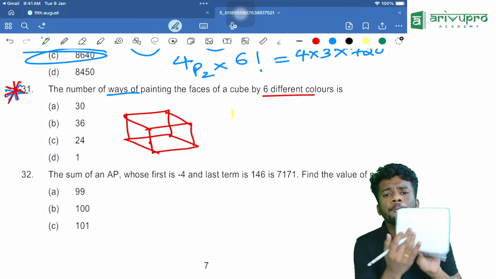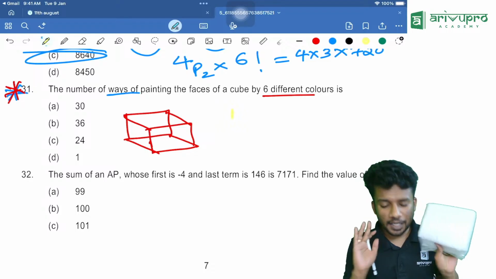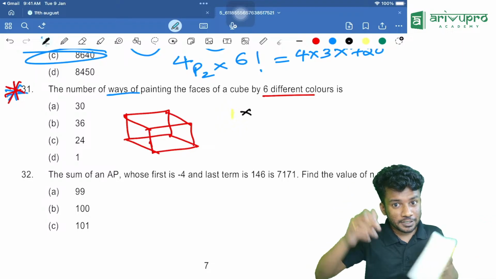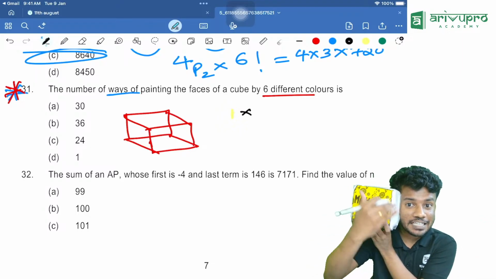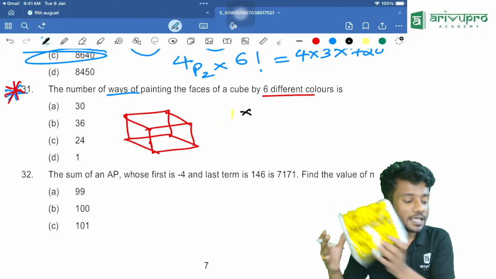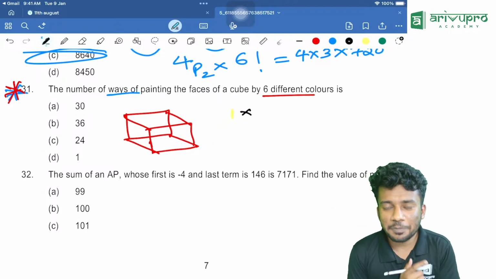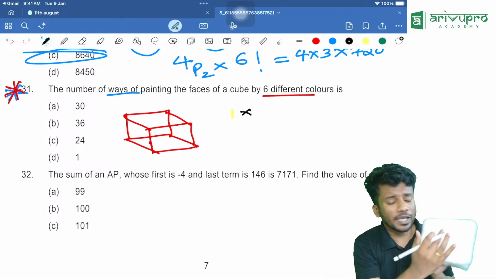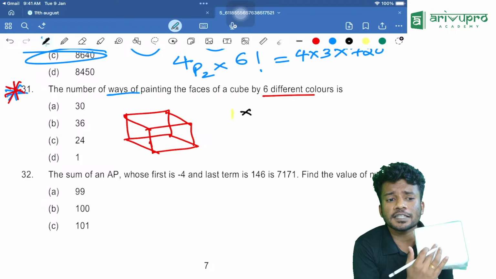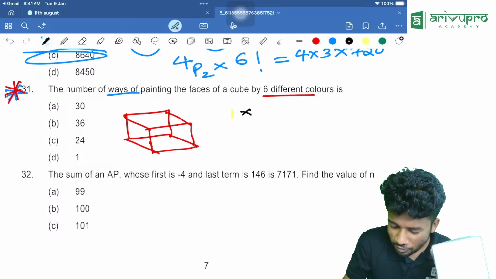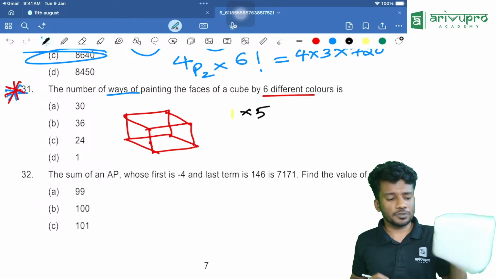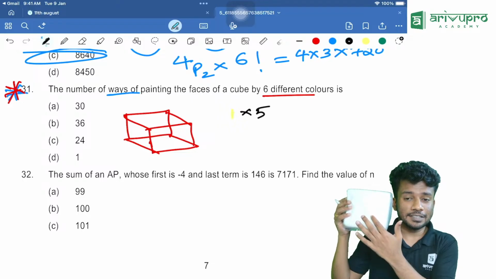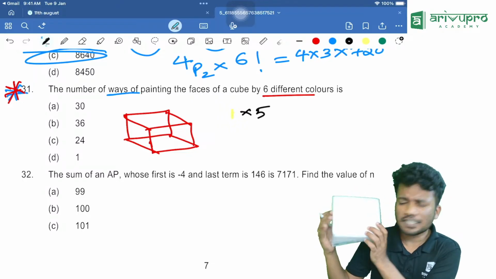Then the opposite side: how many colors are there for me to color the opposite side? You tell me. Only 6 colors are there in total. I marked this face with yellow color, so one is already used. How many colors are there to color the opposite side? 5 colors are there. That means I colored this as yellow, this as water, and this as white.